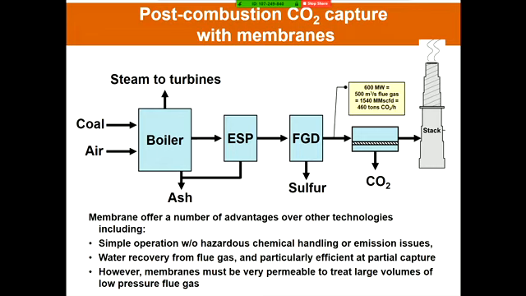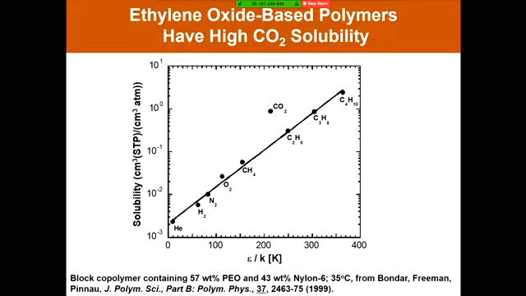Sometime before post-combustion carbon capture became a key focus, we had observed that polymers that had high concentrations of ethylene oxide units had a specific affinity for carbon dioxide that increased the separation and permeation properties of CO2 through these materials.